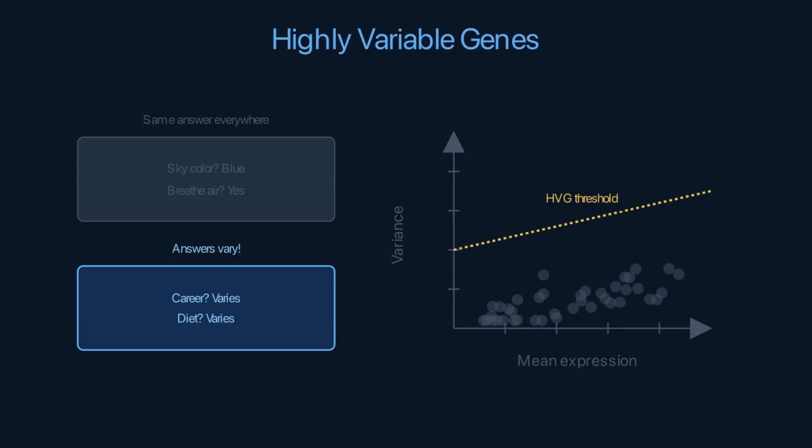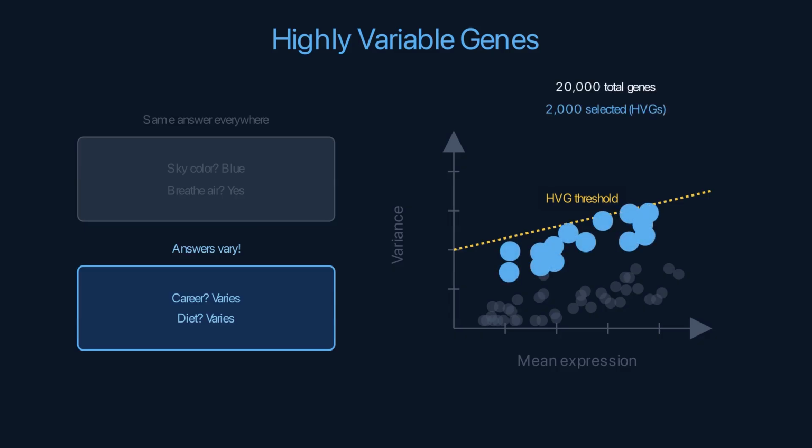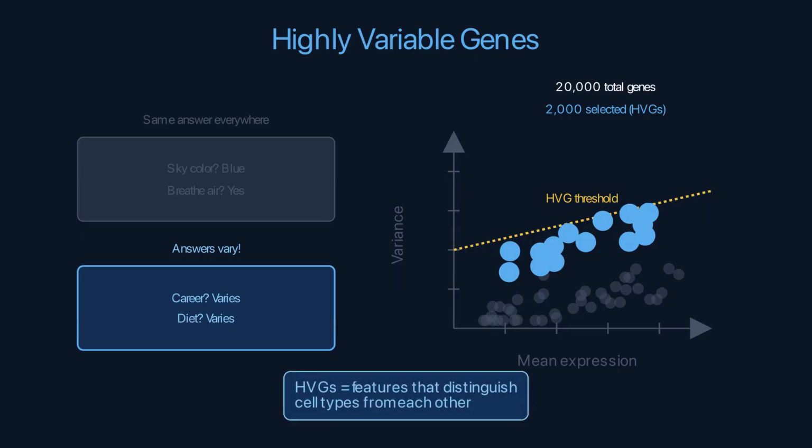Plot each gene's variance against its mean. Genes above the expected variance-mean trend are highly variable. Select the top 2,000. These are the features that distinguish cell types from each other. Everything else is noise or housekeeping. 2,000 questions is still too many to work with directly.